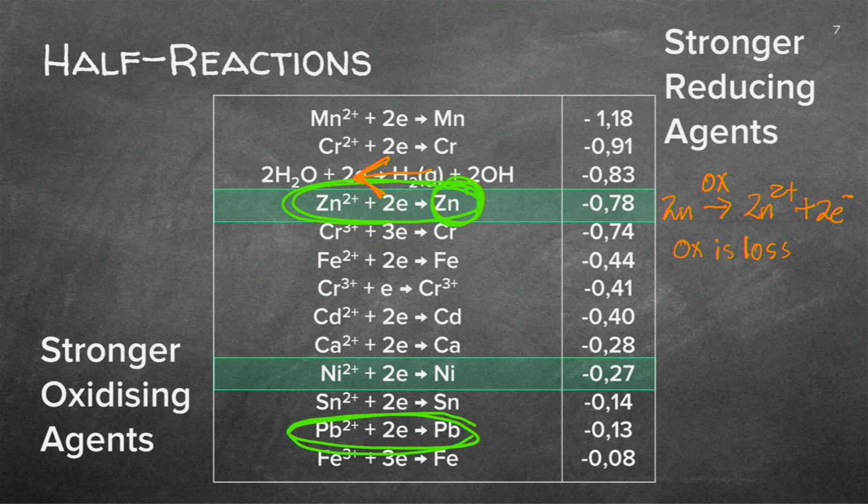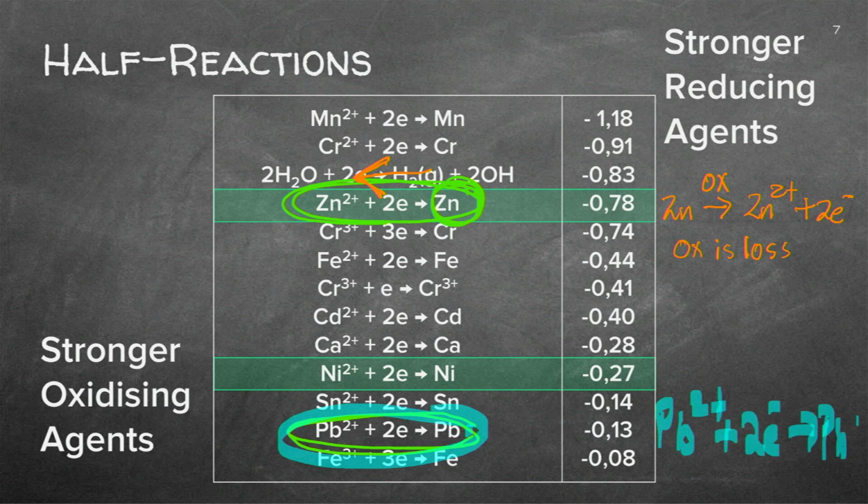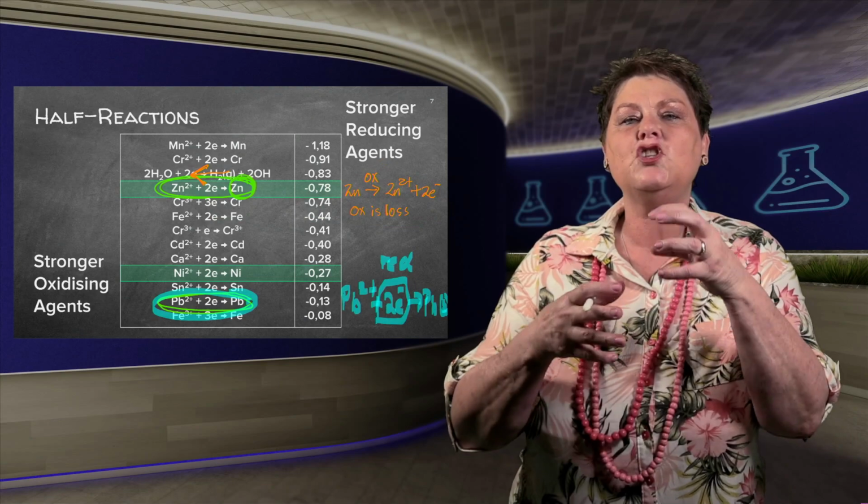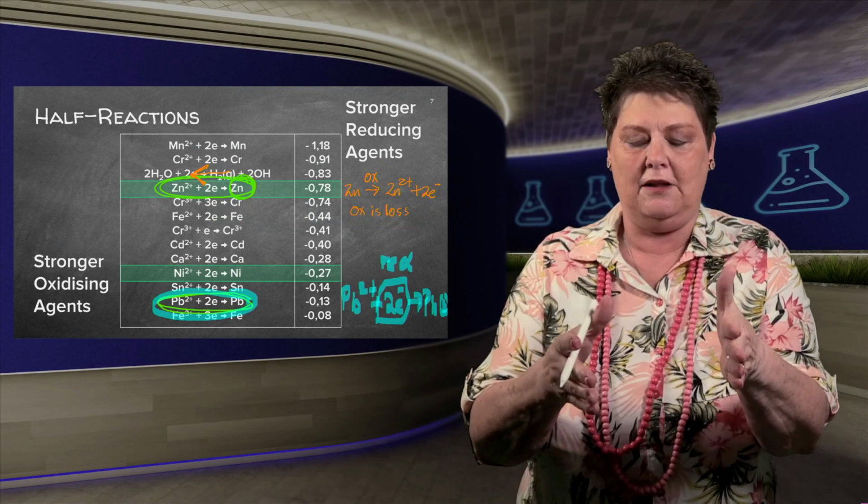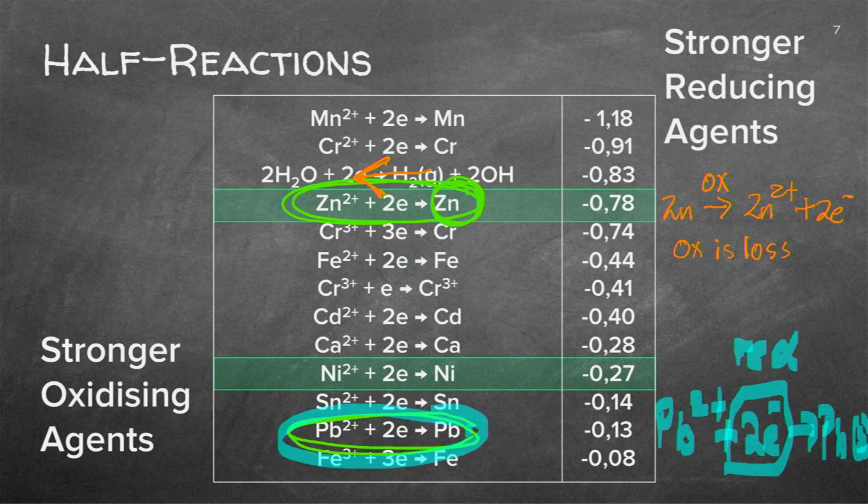On the other hand, we've got the lead ions. So I've got lead ions accepting the 2 electrons, forming lead solid. It is accepting or gaining electrons, so this will be the reduction half reaction. Remember, it's 2 halves of one cell. One gaining and one losing electrons. Just have a look. I've got zinc forming zinc 2 plus ions plus electrons, and I've got lead ions accepting the 2 electrons, becoming lead solid.